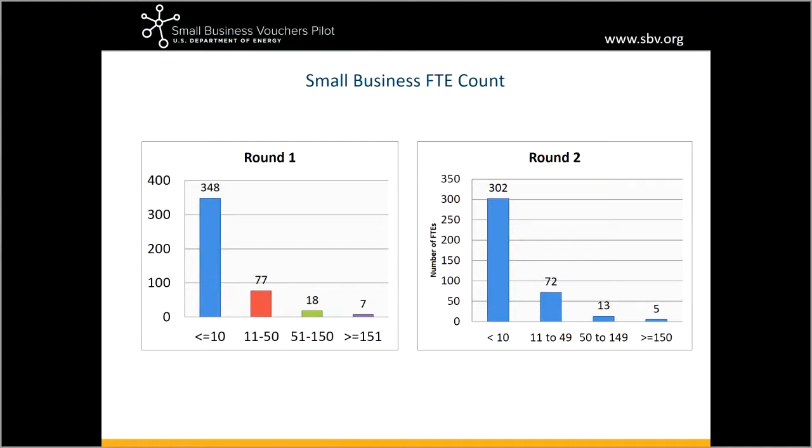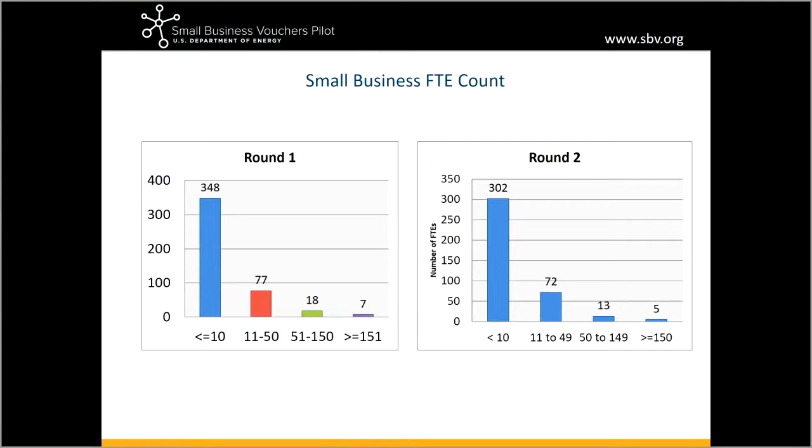And this is a similar look in terms of how big the companies are. If you look at round 1, 348 of the companies that applied had fewer than 10 people. So these can be relatively small enterprises. And then you can see 77 had between 11 and 50, 18 had between 51 and 150, and only 7 had more than 150 employees.